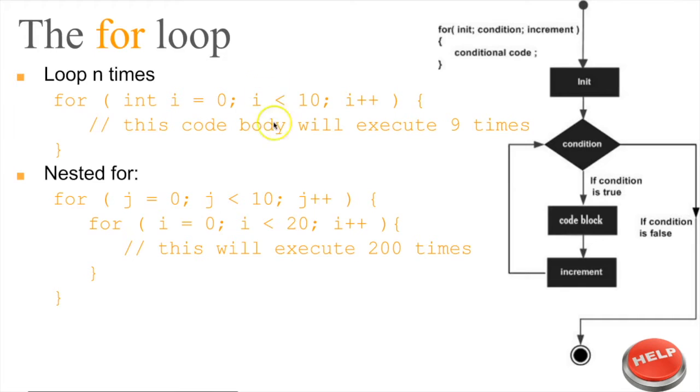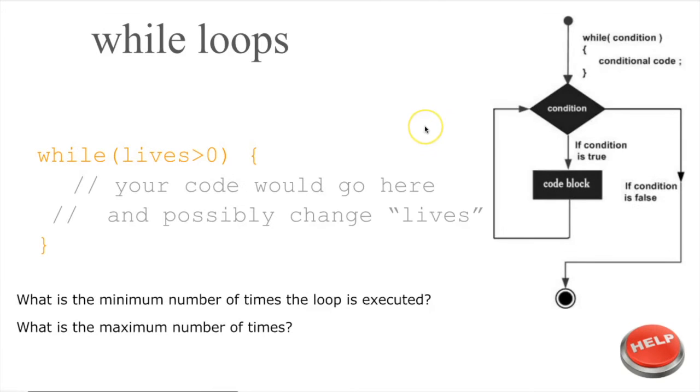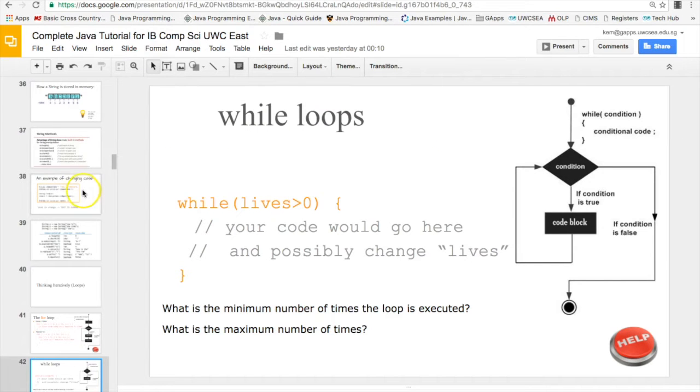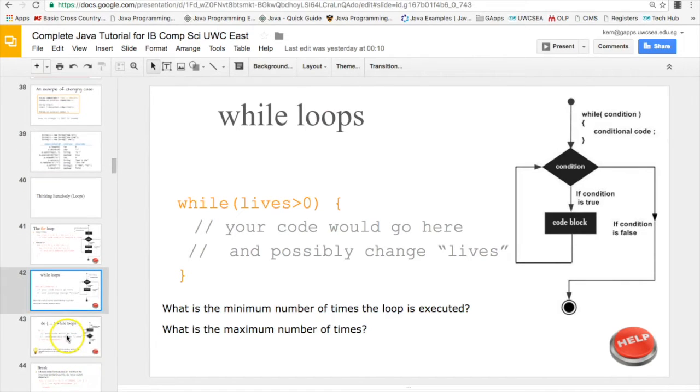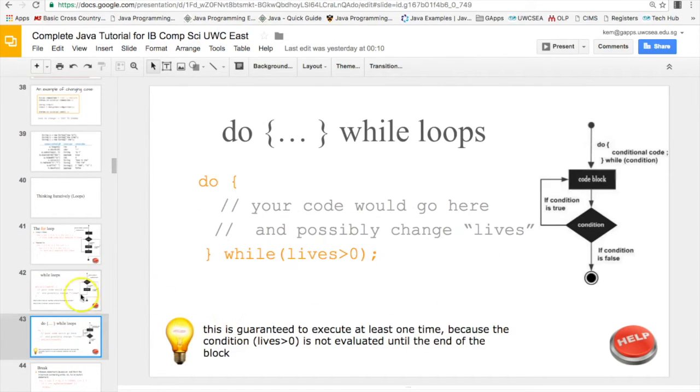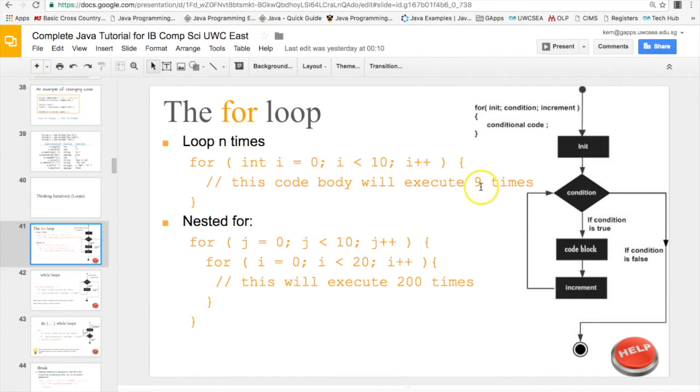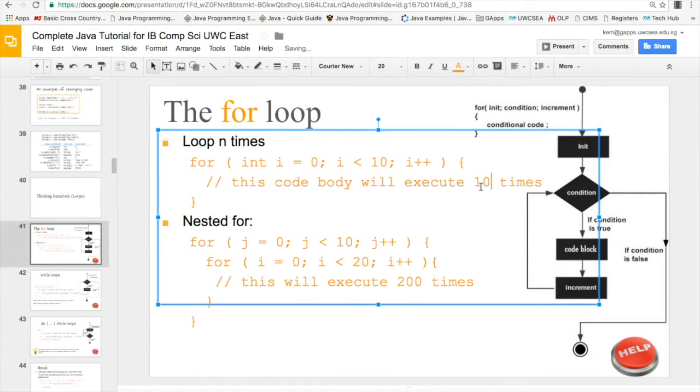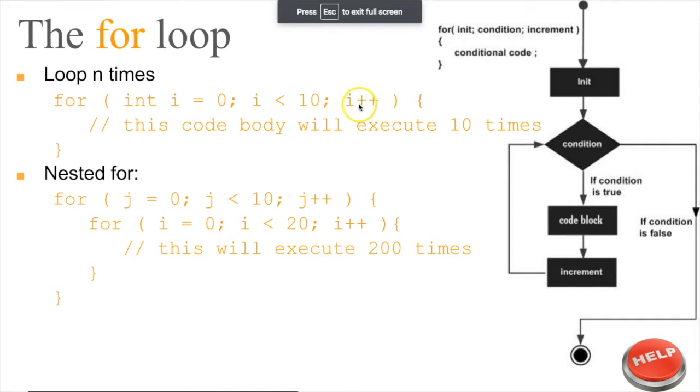The body will repeat 9 times, 0 to 9, that should be 10 times. I'm just going to edit that while we're here. It will repeat 10 times. One second, there we go. Because the first time will be time 0 and the last time will be time number 9. There we go. Okay, so you can have a for within a for.